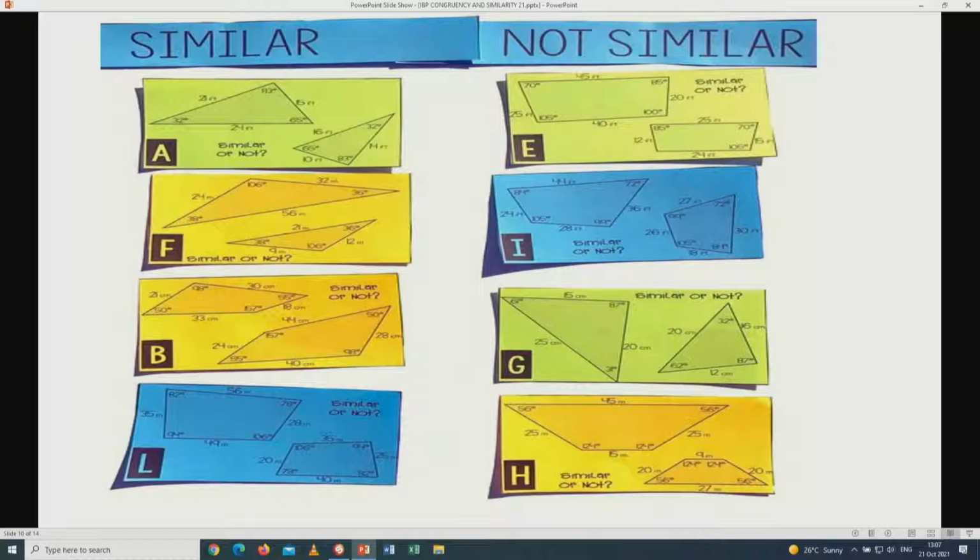That's very important. Now, when we look at something that is not similar, the angles inside are not equal. They might be the same shape, but the angles inside are not equal.